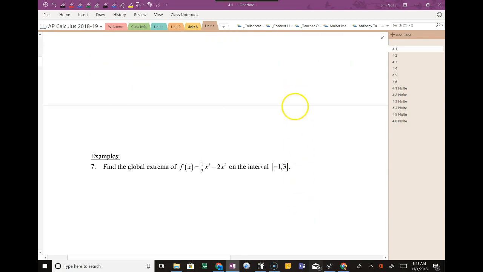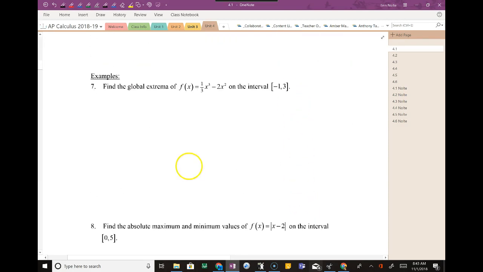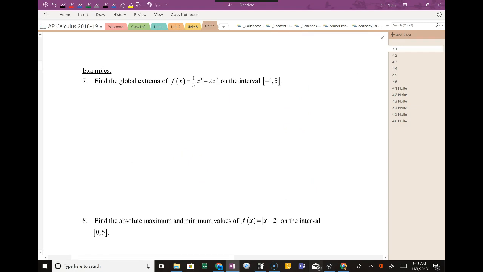All right, so that was pretty exciting. All right, let's do something with a function. Okay, so finding an extrema, this one is finding the global extrema, so this is going to be the absolute highest value and the absolute lowest value.